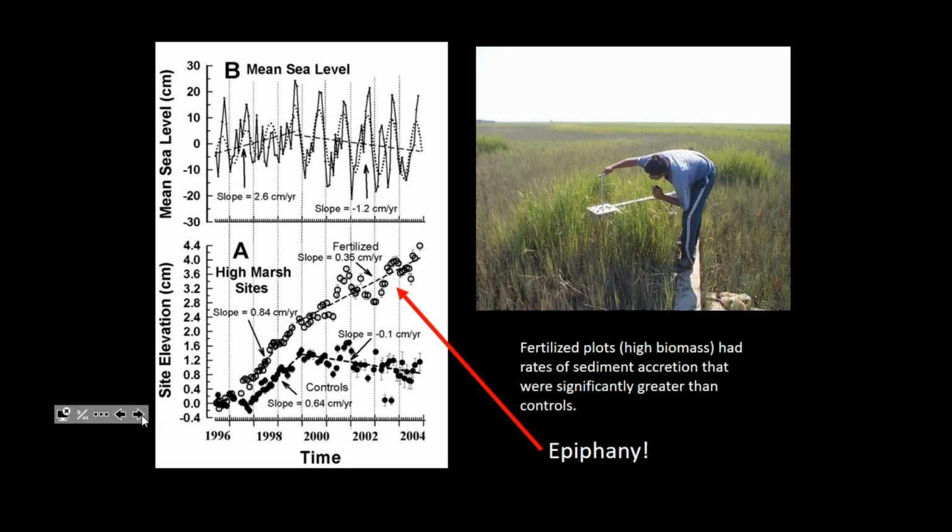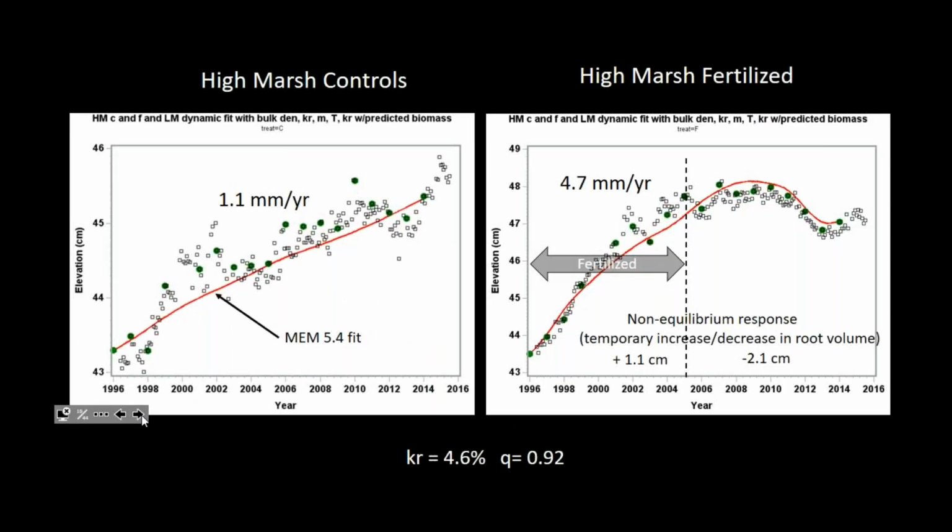I got it. I figured out, that was the observation. That's how the marsh tracks sea level. Okay, when sea level rises and productivity increases, that raises the elevation of the marsh. And so there's an equilibrium that's established between the elevation of the marsh and the rate of sea level rise. And I'll show you more of that as we go on.